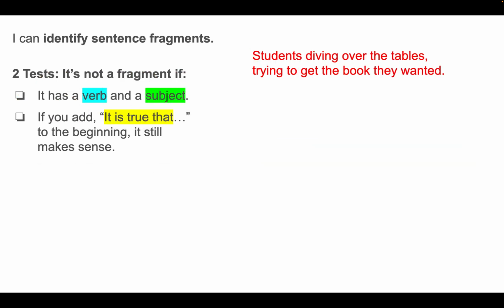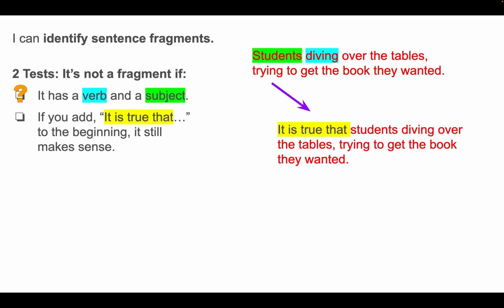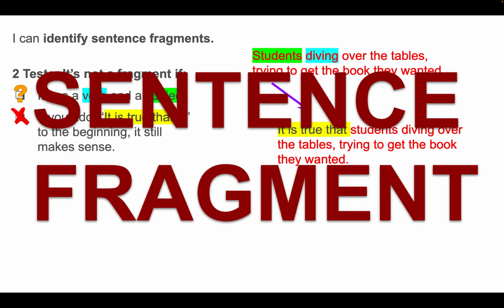Let's look at another example. Students diving over the tables trying to get the book they wanted. Let's try the first test. Does it have a verb and a subject? Again, we've got diving as our verb. Who or what diving? Students. Still, it seems like a word might be missing, so I'm going to mark that one with a question mark again. Let's try adding "it is true that." It is true that students diving over the tables trying to get the book they wanted. It almost sounds unfinished, like there's something that needs to come after the end of that text to make it make sense. So it doesn't make sense. We have another sentence fragment.